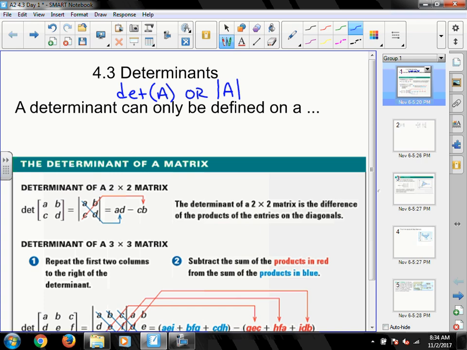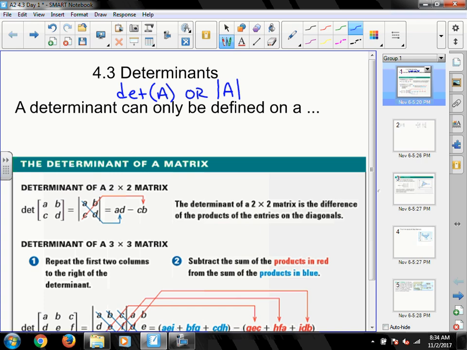Your book uses both of them for different times, so I tend to lean towards the bars to symbolize the determinant just because that's what I like. That's how I've always done it. So I will use both, but for the most part I'll use absolute value bars, or what look like absolute value bars, to symbolize that it is the determinant.